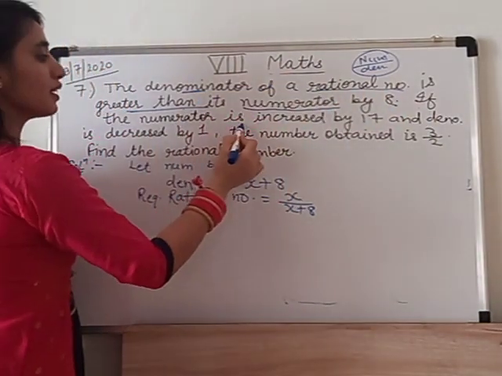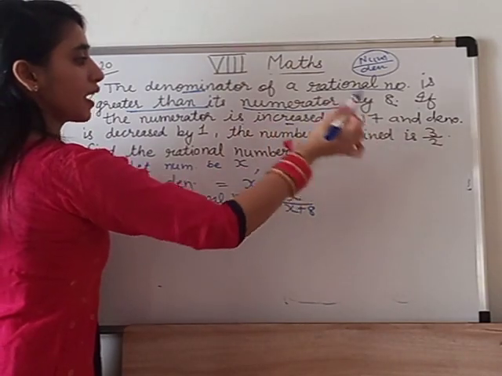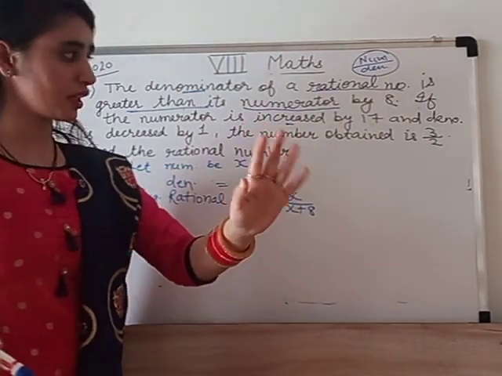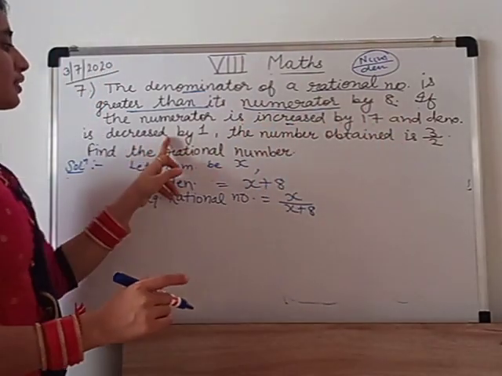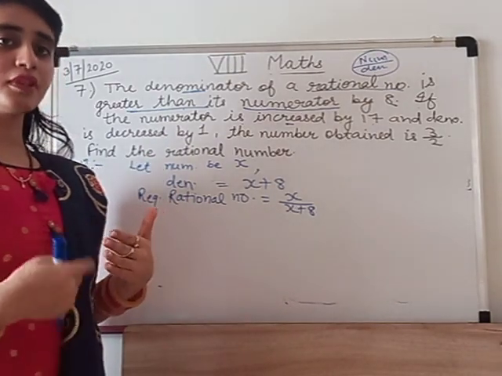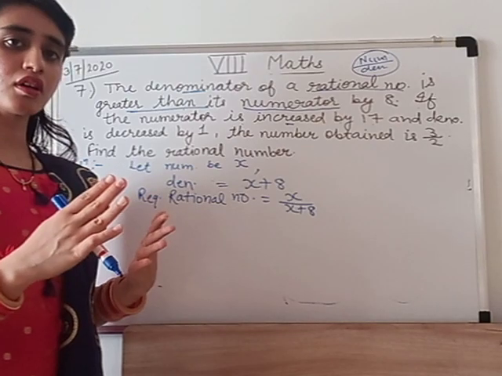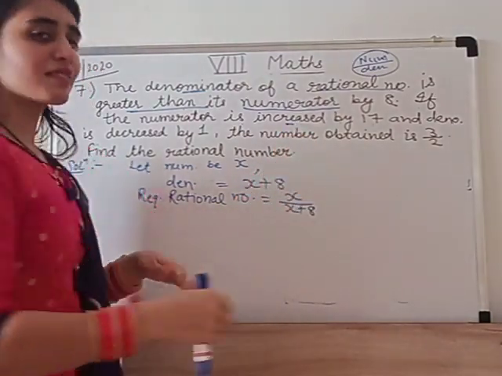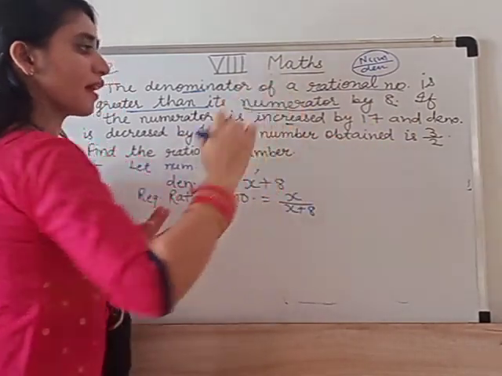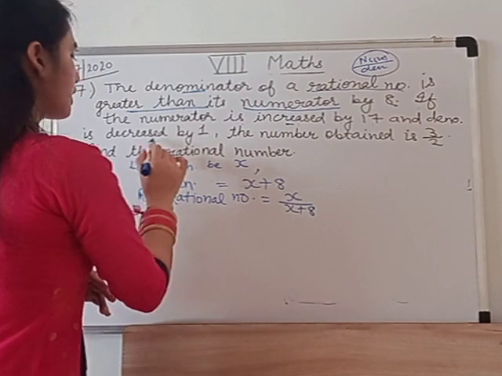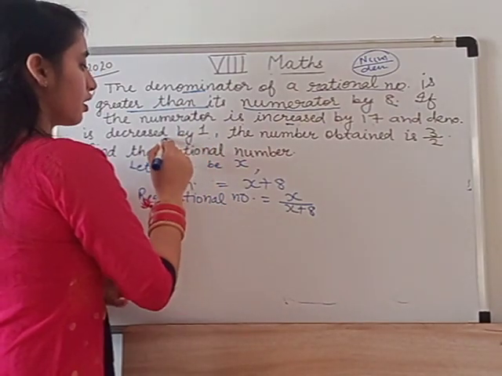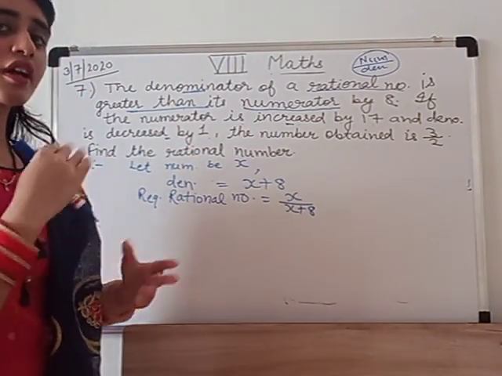If the numerator is increased by 17 and the denominator is decreased by 1, negative means reducing the value, and increase means adding. By using a negative sign we show a decreasing number.